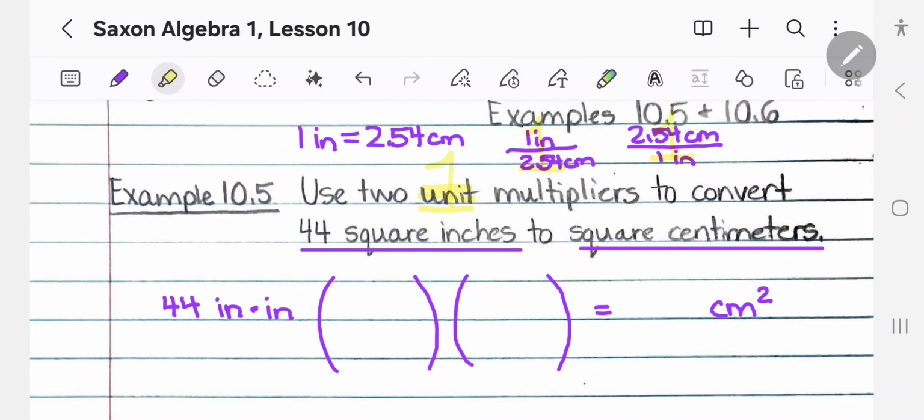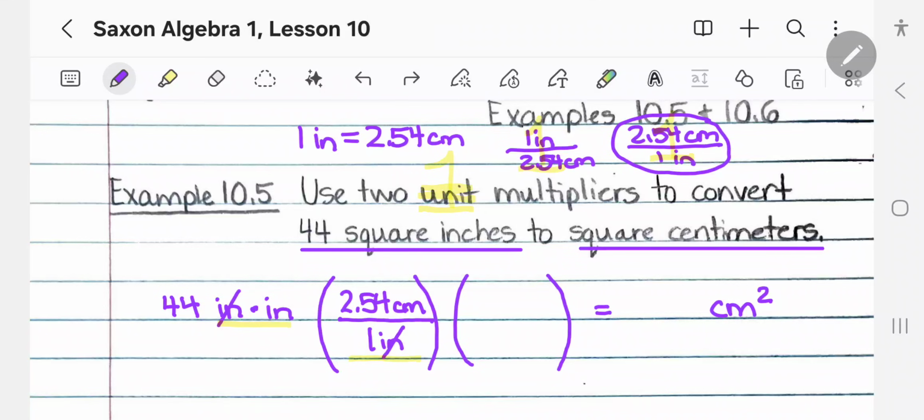Now, how do we choose which one? Well, we have inches here, so we really need inches down here so that they will cancel out. So let's pick this one because it's got inches on the bottom. So we're going to do 2.54 centimeters over 1 inch. Let's go ahead and cancel. I'm going to cancel an inch with an inch. But do you see the problem here? I'm still left with this inch because this inch only cancels with one of them, right?